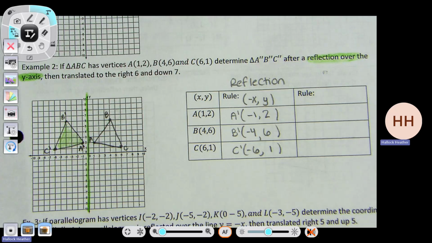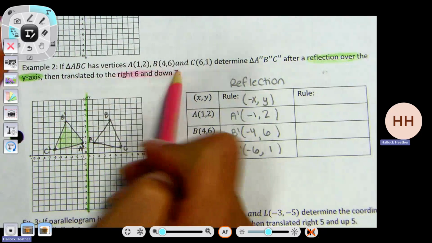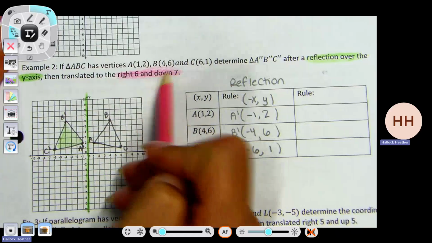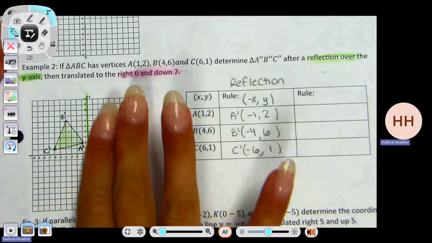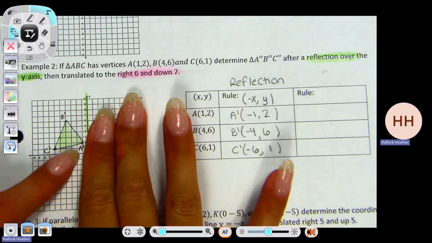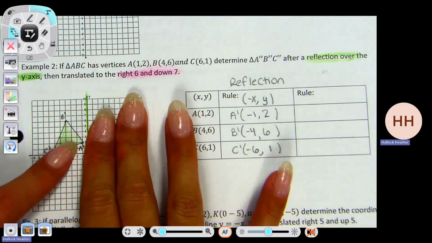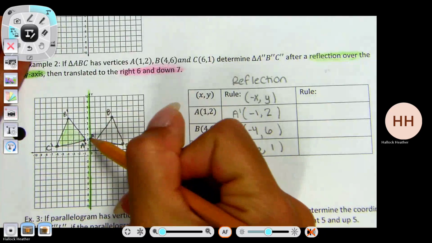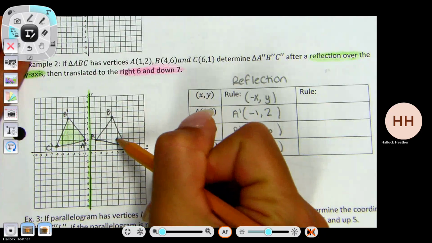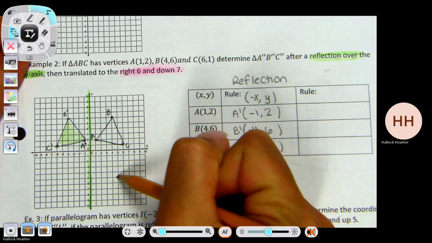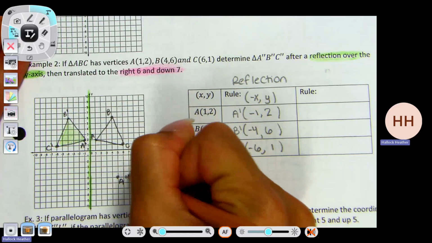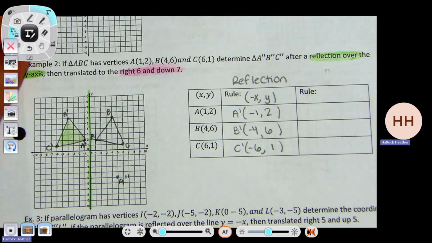The second transformation that I have to do is what, based on the sentence? Write it down. Right 6, down 7. So we're going to take not the original, pretend like that doesn't exist. We're going to take the one we just made. We're going to go right 6, down 7. That's going to be a double prime because it's the second transformation.